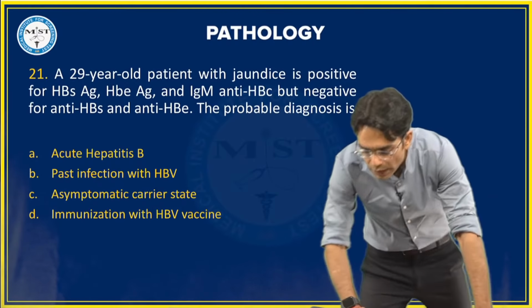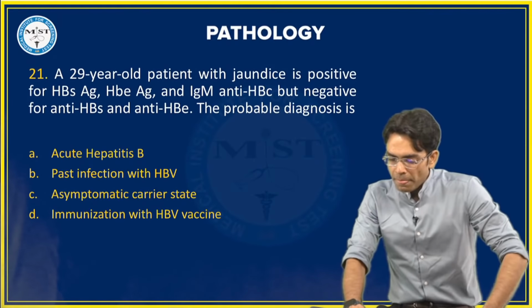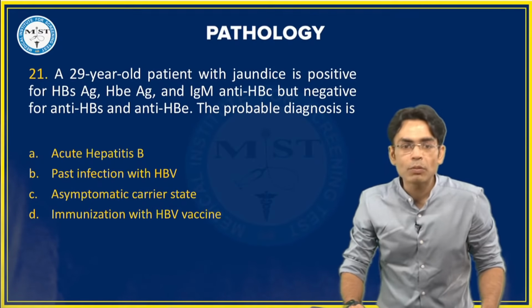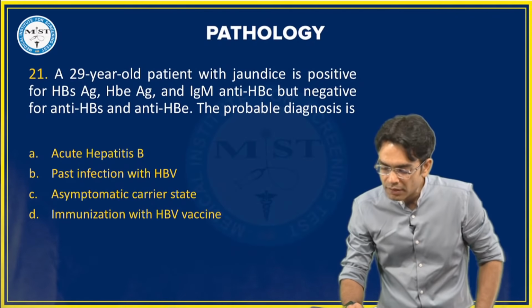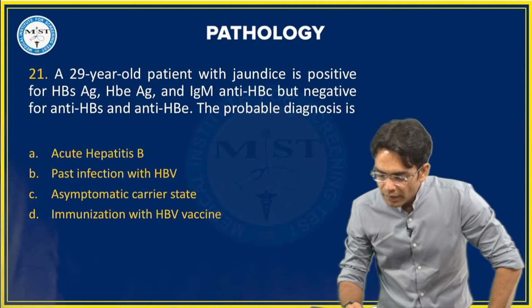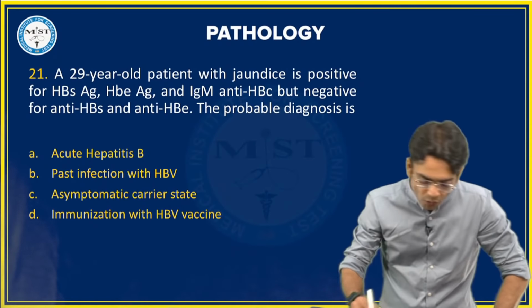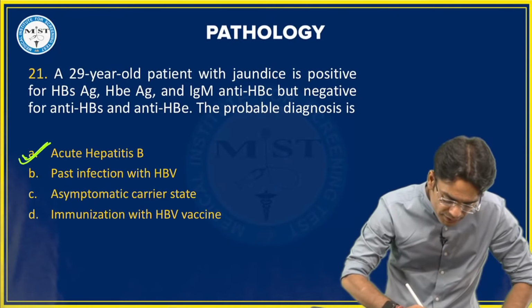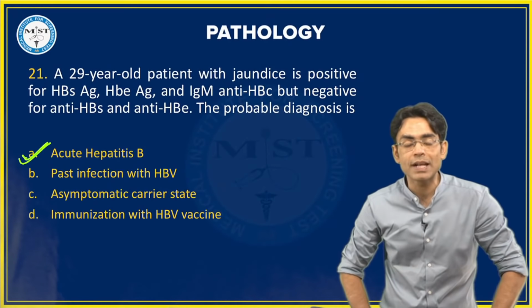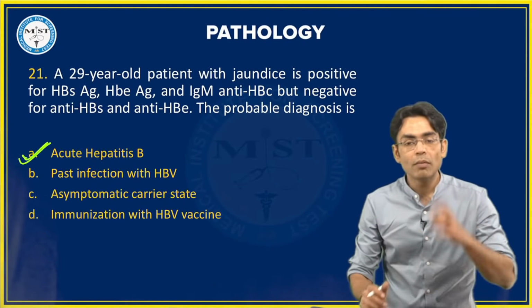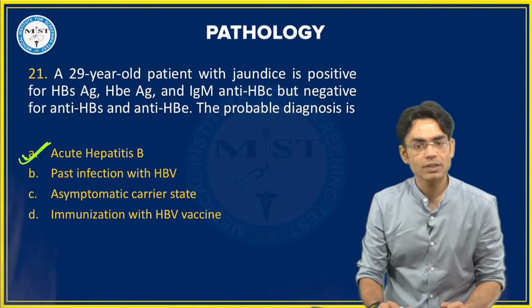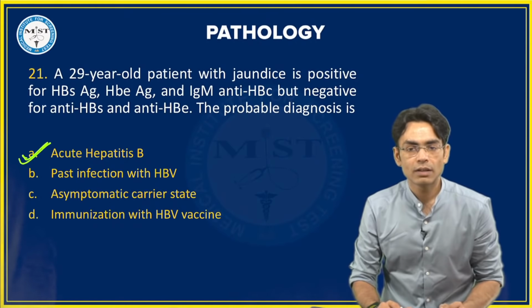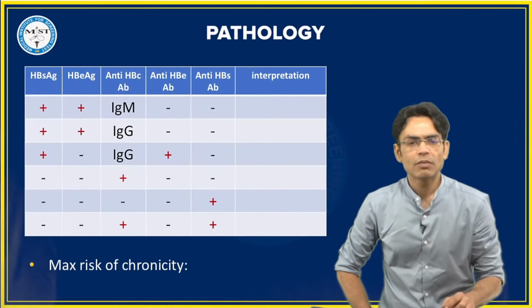What is the probable diagnosis? You are absolutely right, Faizan, Dhawal, Augustine, Prajesh, Adrenaline, all of you are right. The correct answer is going to be acute hepatitis B. Why acute? Because you are finding IgM core antibodies. Okay, that is why it is acute hepatitis B. Let's quickly do this one.